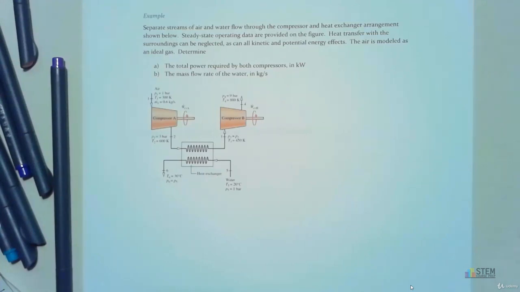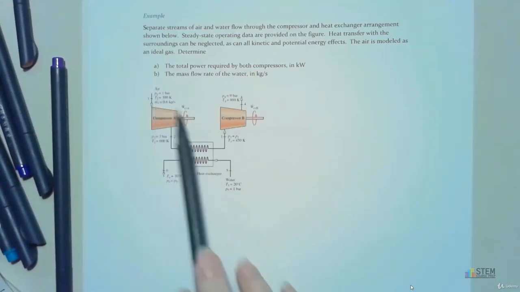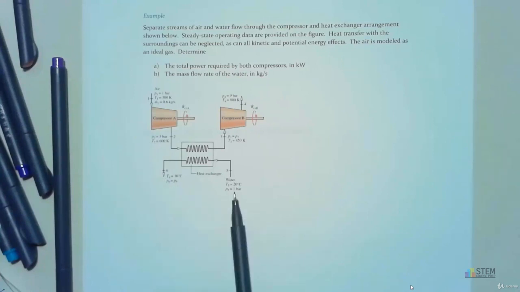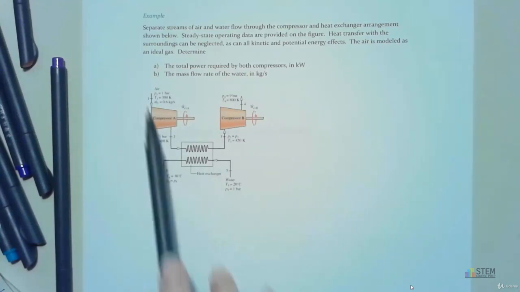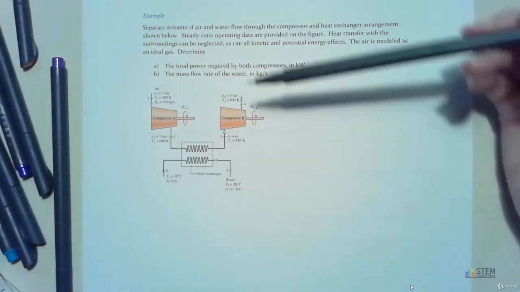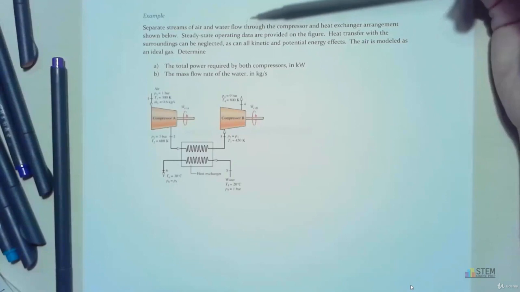We're going to have separate streams of air and water flow. Now let's look. So here is air. Notice it's going through this compressor. Down here we've got this water flowing through a heat exchanger. Alright, so those are the two separate flows. And we'll talk more about it when we get done reading the problem.